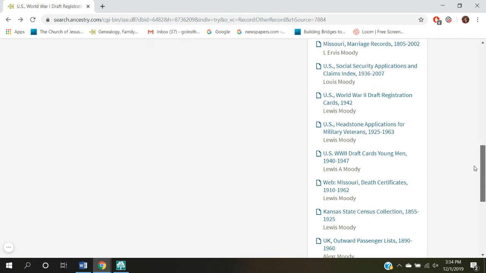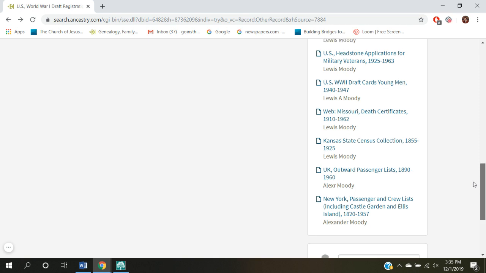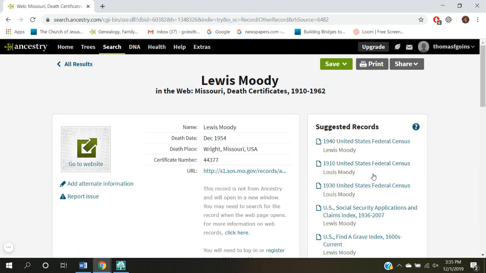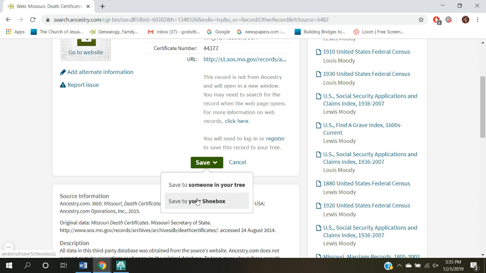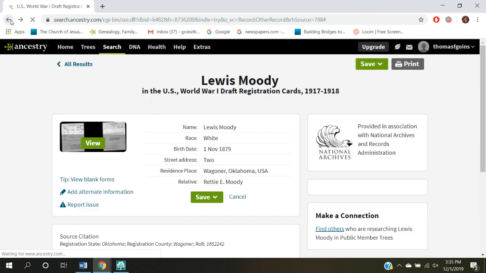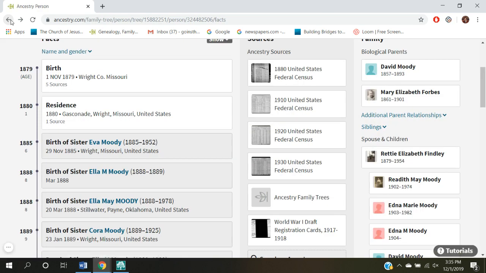Okay, I'm looking down through the different possible records for this guy. Here's a Lewis Moody with a death record. I want to open that and see. Okay, this is him because he died in December 1954. So I'm going to click on this and just save it. I don't really need it, but I just want to have it. Now I'm going to click back all the way to my family tree that I found.